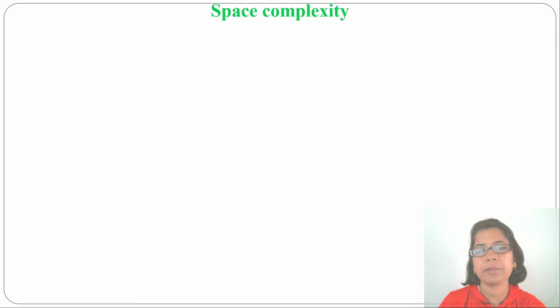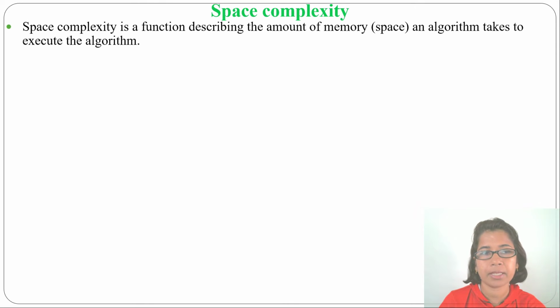Hi, let's discuss space complexity of an algorithm. I already discussed time complexity of algorithm. For running an algorithm, how much time we require, that is called as a time complexity. Whereas for running an algorithm, how much space or memory is required, that is called as a space complexity.